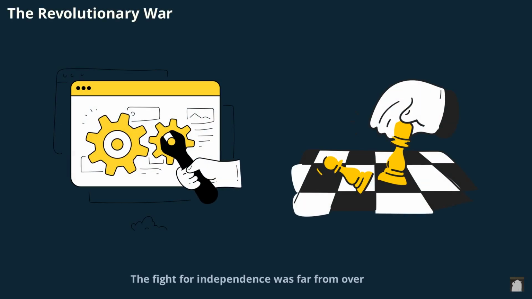The fight for independence was far from over. The Revolutionary War raged on for several years, with major battles fought at places like Saratoga and Yorktown. The Continental Army, led by George Washington, faced many hardships but showed remarkable resilience. Support from France and other allies proved crucial in turning the tide of the war.